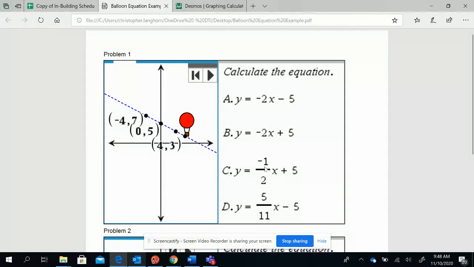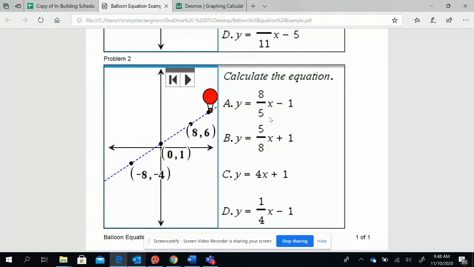And C is -1/2. This is the slope, and this is the y-intercept. So this one matches, has to be C, and D doesn't match because D is a positive slope. So the answer to this one would be C, based on the information we got, because the m was -0.5 and the b was +5.